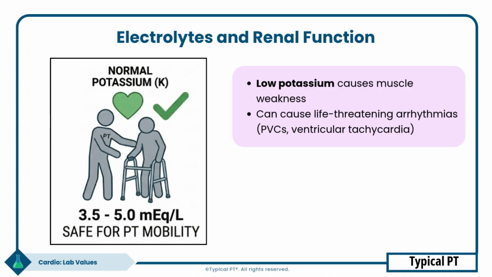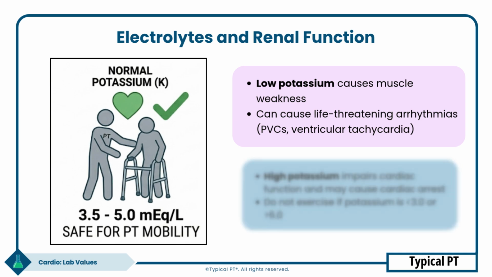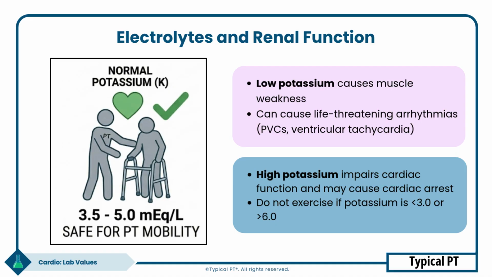Low potassium causes muscle weakness and life-threatening arrhythmias, including PVCs and VTAC. High potassium affects cardiac contractility and can lead to cardiac arrest. If potassium is below 3.0 or above 6.0, do not exercise the patient.